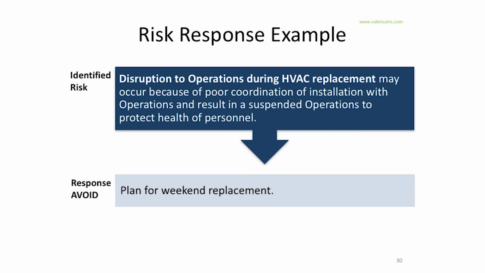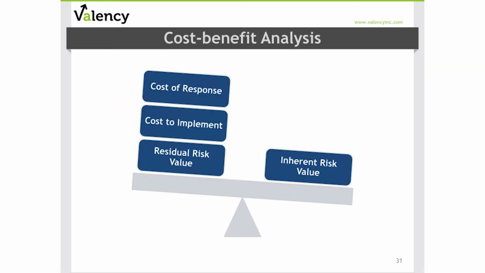Let's take a look at an example of capturing risk responses. We have an identified risk where disruption to operations during the HVAC replacement may occur because of poor coordination of installation with the operations and result in suspended operations to protect health of personnel. So the team considers various options, and in the end, the simplest answer is simply to avoid installing during regular operations and ensure this is scheduled for a weekend replacement. In our risk response example above, the project team went through this project.